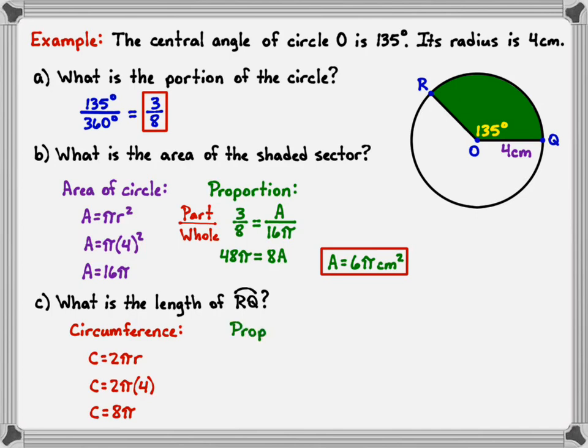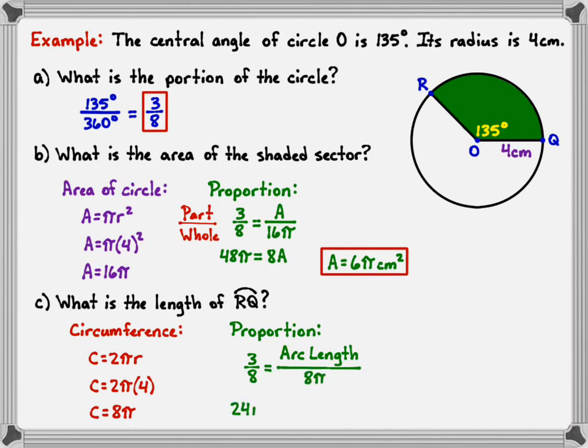So from here, I'm going to set up my proportion just like I did before, part over whole. Well, this fraction represents the part over the whole, so it's going to be 3/8 on the one side, and on the other side, instead of using A for area, I'm going to use L for length, or maybe you can write it out, you can say arc length, over, well, what is the whole length? What is the entire length? The entire length is the circumference, so we would put 8 pi down on the bottom.